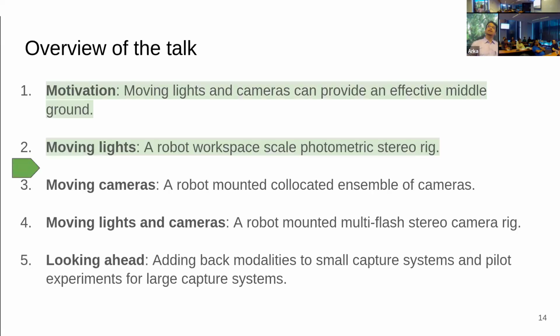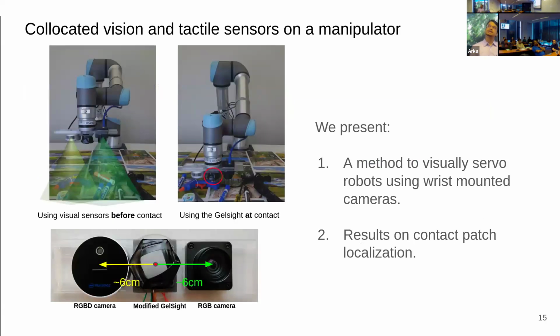Okay, now we know what we can gain by moving lights. Let's look at our project where we moved cameras in the form of a robot-mounted co-located ensemble of sensors. We co-located vision and tactile sensors on a manipulator, and with that, we will present a method to visually servo robots using wrist-mounted cameras, and we'll also present results on localizing contact patches on objects.